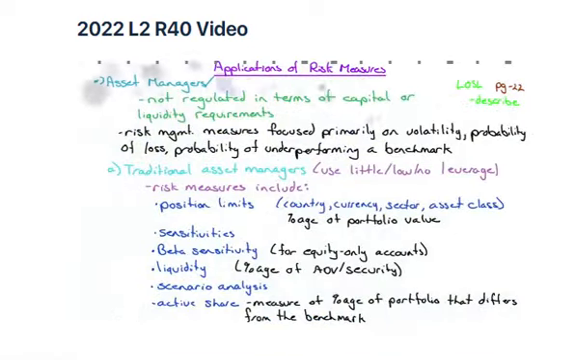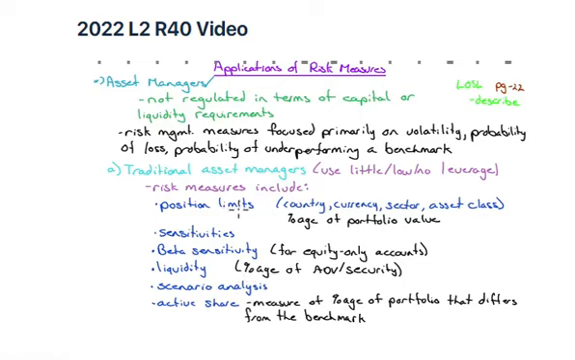All right, let's look at asset managers. They're not regulated like banks are in terms of capital reserves or liquidity requirements. Their risk management measures will focus more on volatility, the probability of loss, the probability of underperforming a benchmark. We'll look at two types of asset managers: your traditional long-only asset managers with low or no leverage, and then we'll look at hedge funds. Traditional asset managers use little, low, or no leverage. Risk measures would include what we have down here: position limits, sensitivities, beta sensitivity, liquidity, scenario analysis, active share.